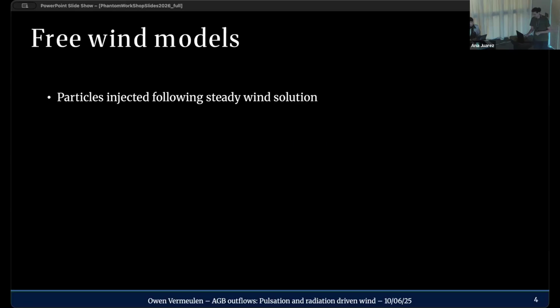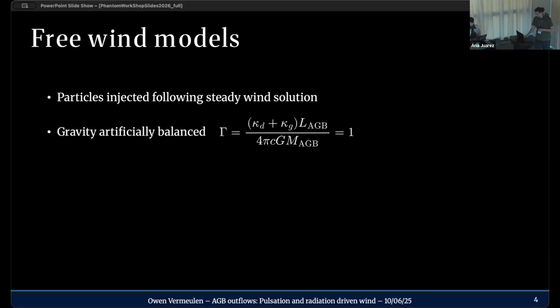Now, we have modeled this in the past within Phantom using the so-called P-wind approach. The idea behind P-wind is that we simply inject particles into the simulation following some steady state wind solution. We also artificially balance gravity, so we put this gamma factor to 1. So particles are not being decelerated, they're just injected and they're free to flow out of the system.